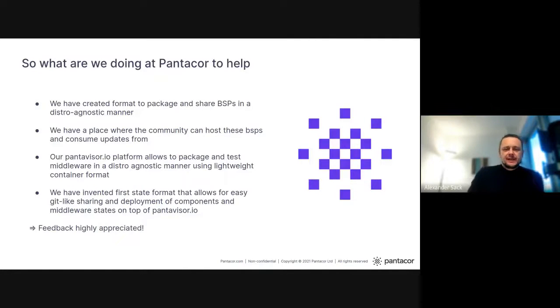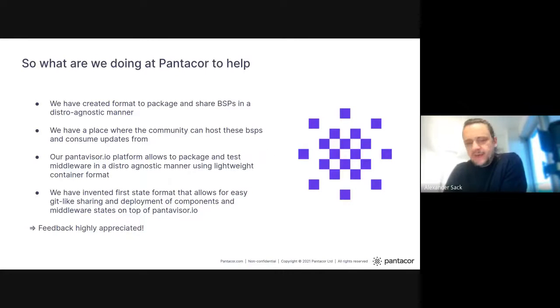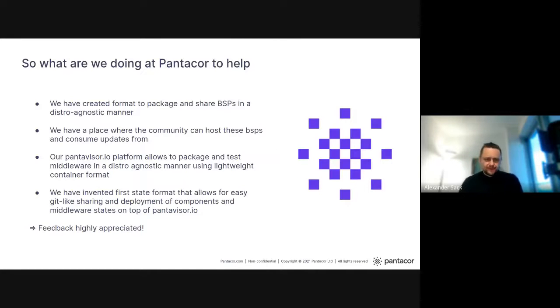So, before we end this talk, I hope I already gave you a good idea on what I think needs to be done. I just want to talk a few minutes about Pentacore and what we do, hoping to help this movement or this way of rethinking how distributions can help the Linux embedded ecosystem. As you got from the talk before, I think the centerpiece of all of that is the BSP.